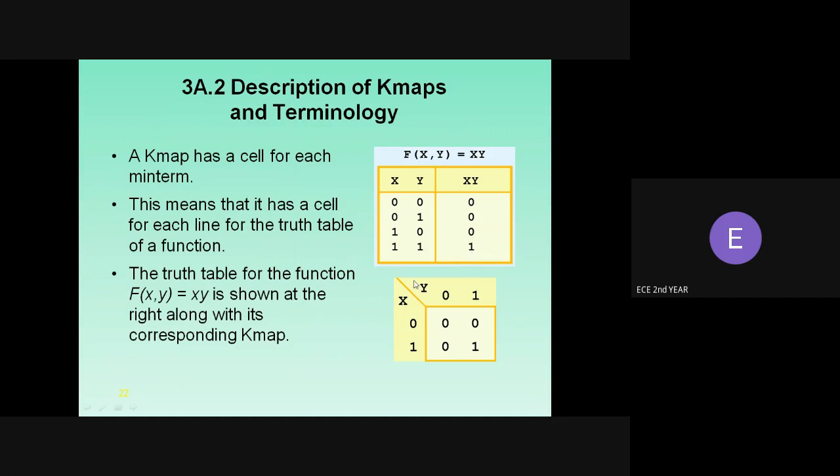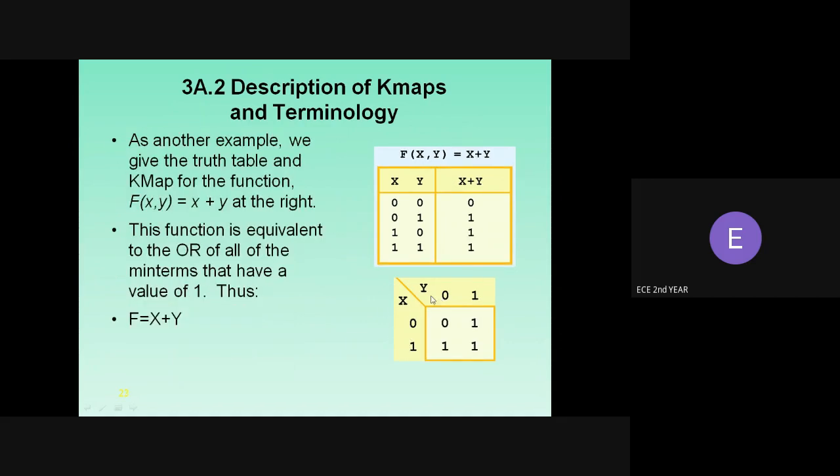Let us see how to draw the two variable KMap. This is called a two variable KMap. On one side we write one input and on the other side we write the other input. If you write x here it will be 0 1, and for y also 0 1. So you see for 0 0 the output is 0, for 0 1 the output is 1, for 1 0 the output is 1, and for 1 1 the output is 1. So here we have plotted the two variable KMap by using this particular truth table.